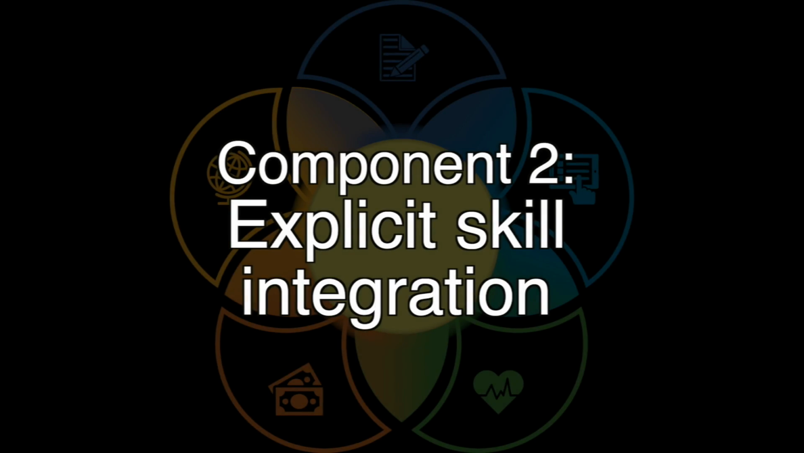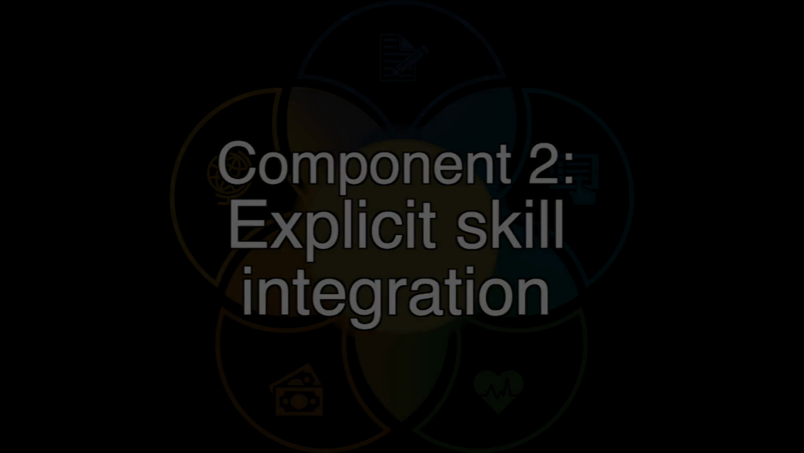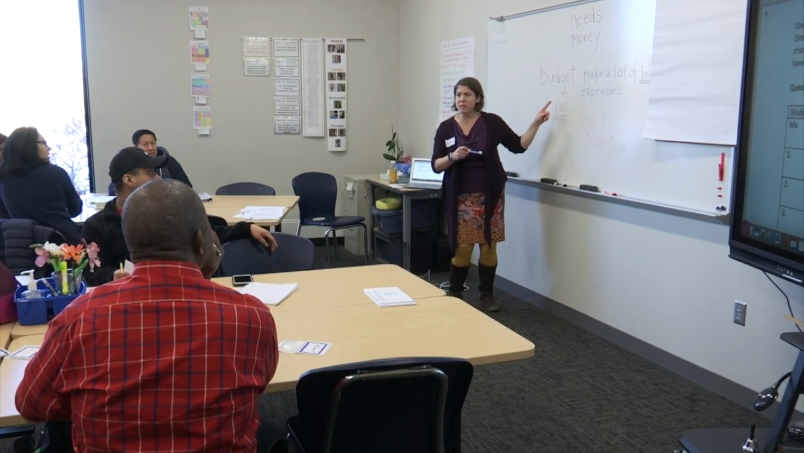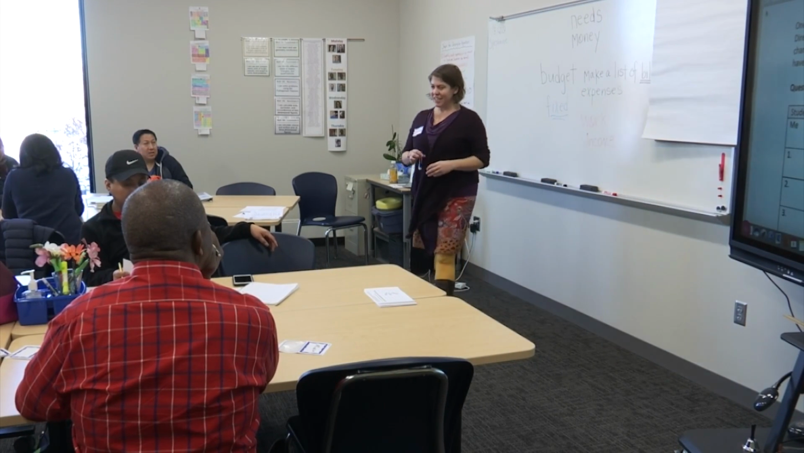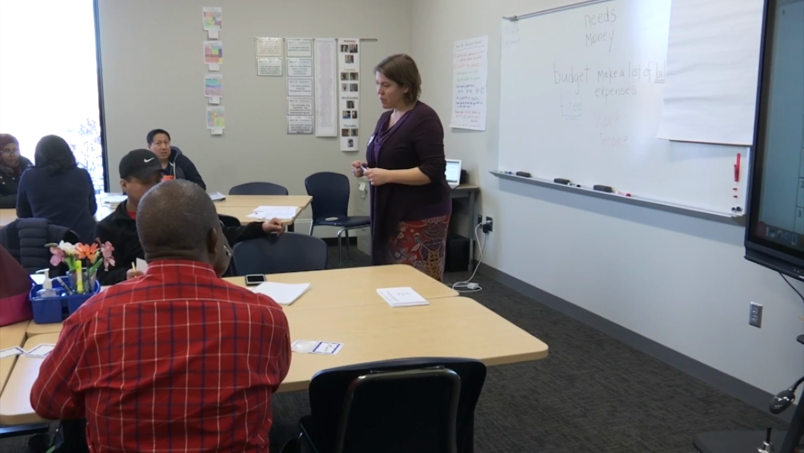Component 2. Explicit skill integration. Is it about a fixed expense? Yeah. All right. Card services we don't really need. Yeah. That helps to spend less money. Okay, so I'm going to use what you said as an example, okay? So she pays less rent.